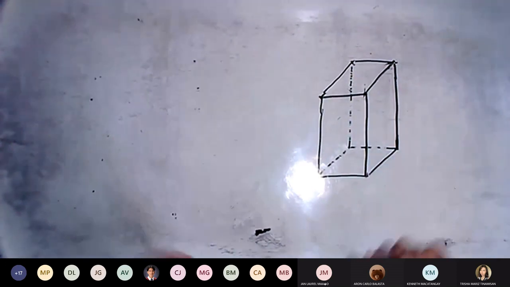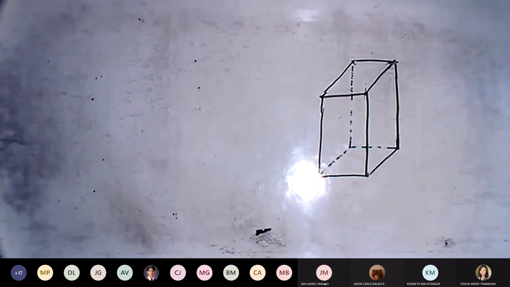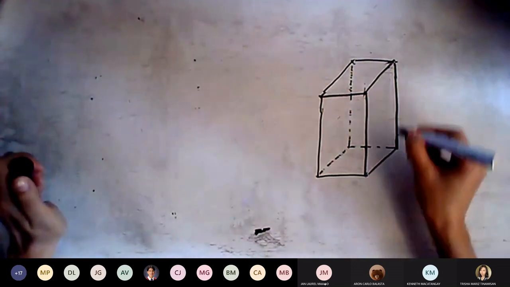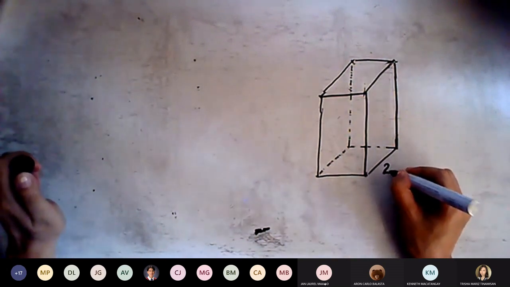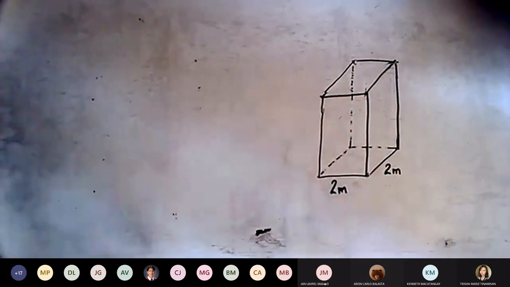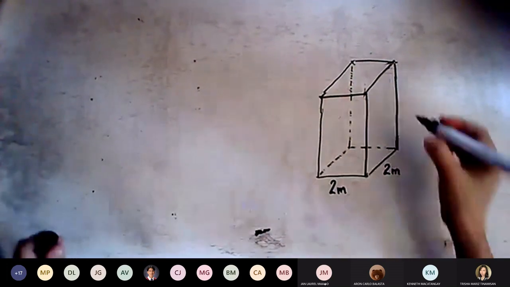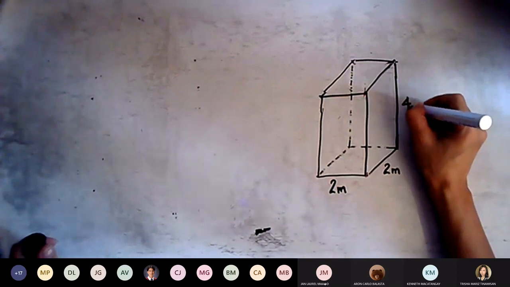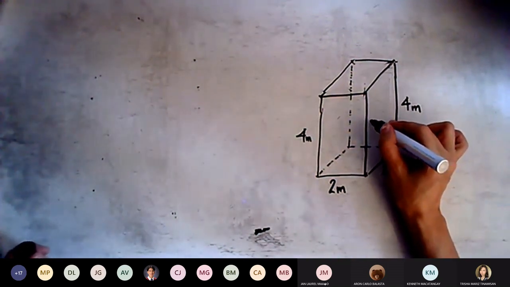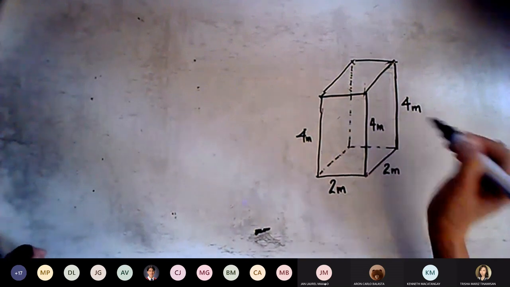So according to the problem, we have a regular square prism for the base. So if this is 2 meters, this has to be 2 meters also. And then the edge is 4 meters, so this is 4 meters, this is also 4 meters, and we have 4 meters here for the edge.